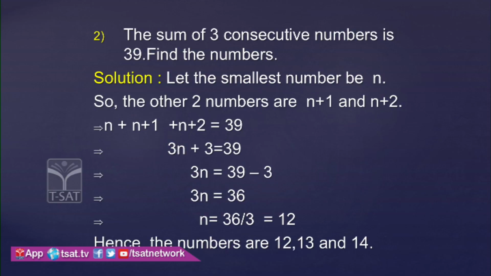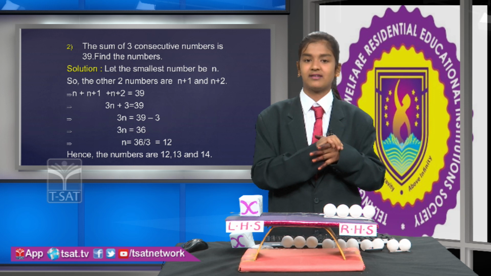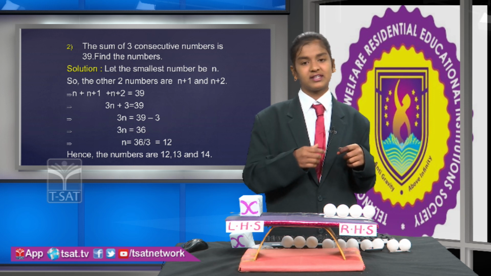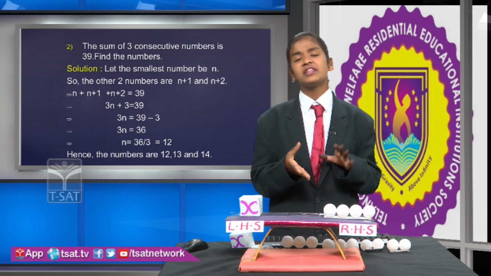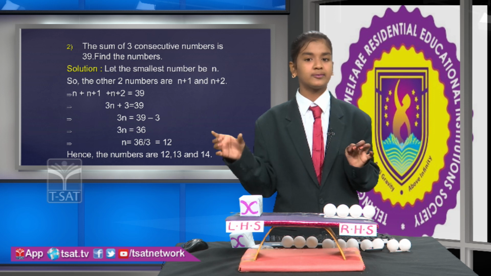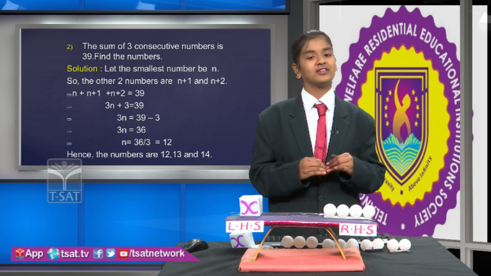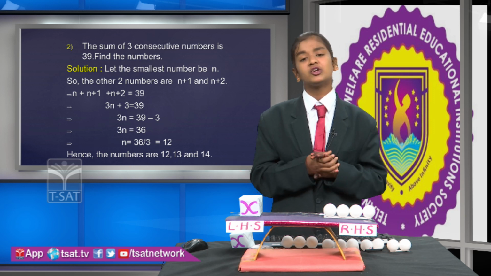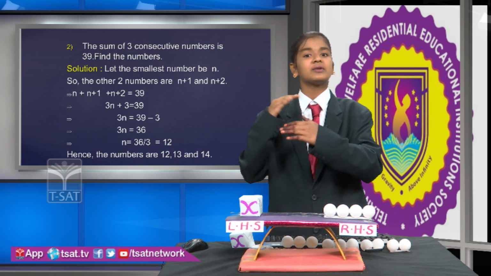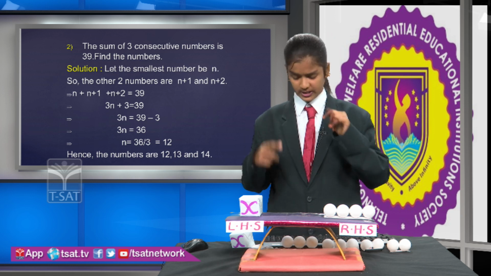So now we have an equation: n plus n plus 1 plus n plus 2 equals 39, which is 3n plus 3 equals 39. So friends, 3 is transposed, it becomes minus 3. So 3n equals 36. Then n equals 36 by 3, since 3 is transposed and becomes division, which is equal to 12. Then the smallest number of the 3 consecutive numbers is 12, the next number is 13 and the next number is 14. Hence the 3 consecutive numbers are 12, 13 and 14.